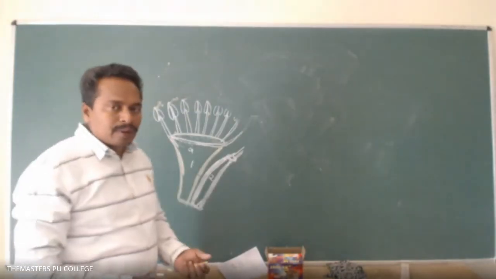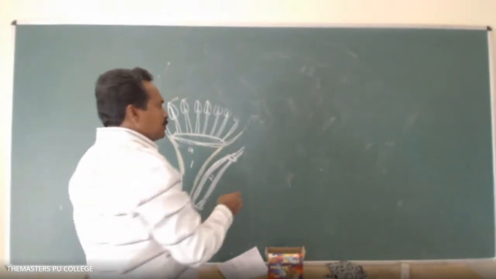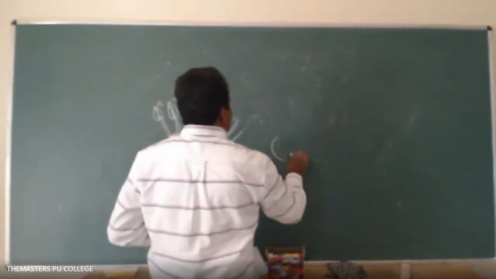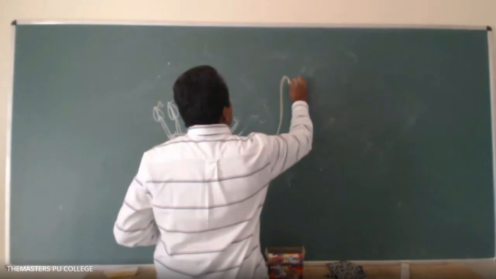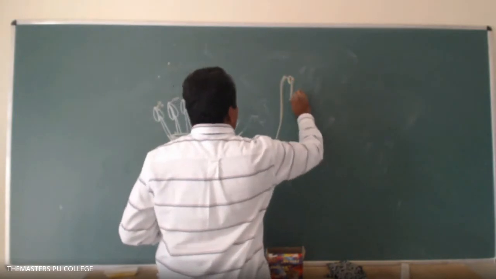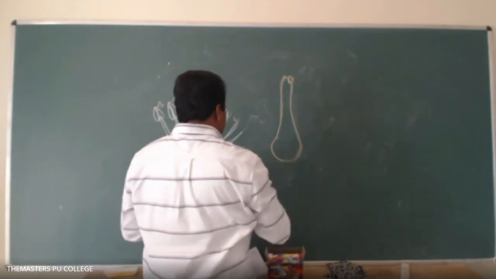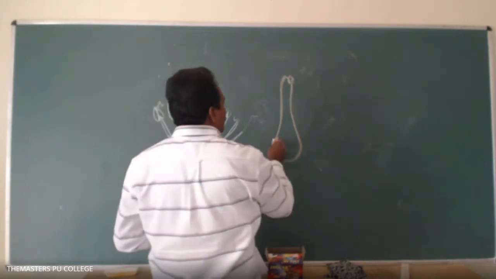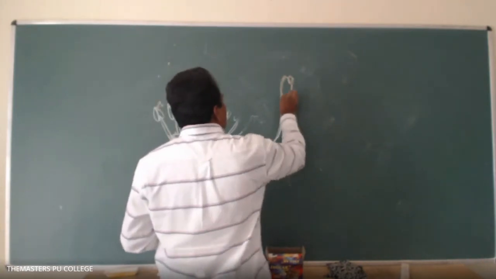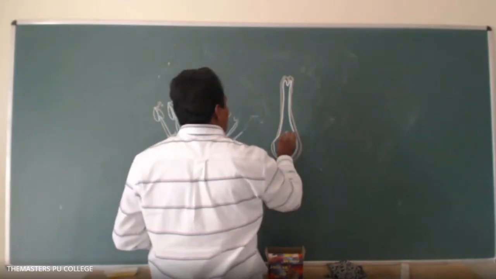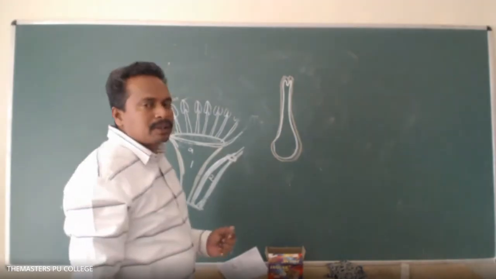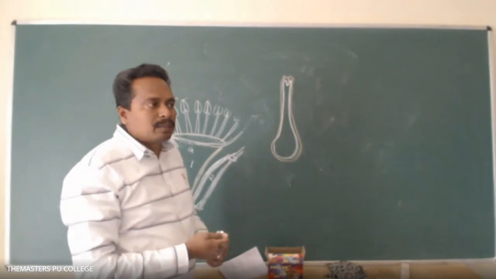The gynoecium consists of one carpel. How many carpels are there in the gynoecium? One, monocarpellary. Yes, one carpel. So one carpel is present. We already learned about the types of gynoecium.